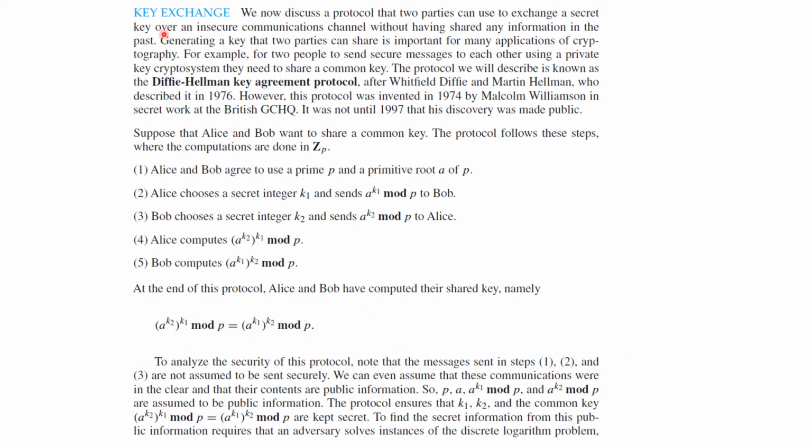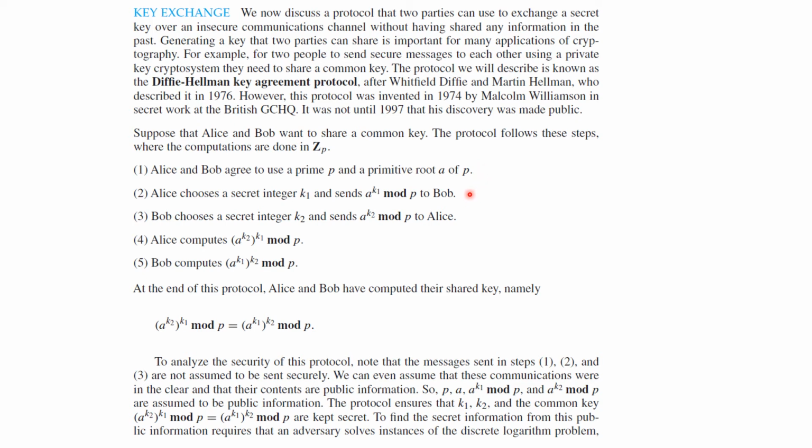Here we'll talk about key exchange. This is called the Diffie-Hellman Key Agreement Protocol, and let's talk about a simple example. Again, this was used by the British Secret Service long ago, but not until 1997 was it made public. Suppose Alice and Bob want to share a common key. This is what they do, and the computations are done in Z_p. Bob and Alice agree to use a prime p and a primitive root a of p. That primitive root was something we discussed earlier, and you may want to refer back to that.